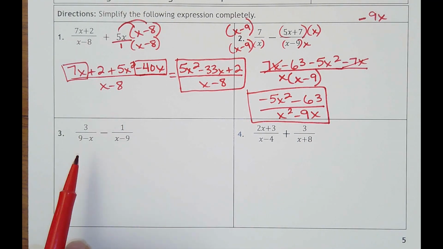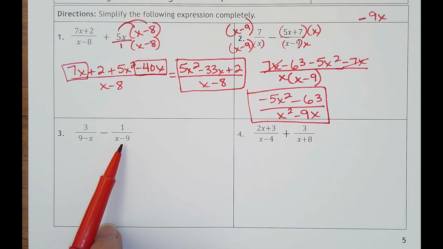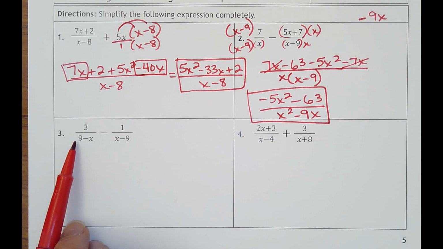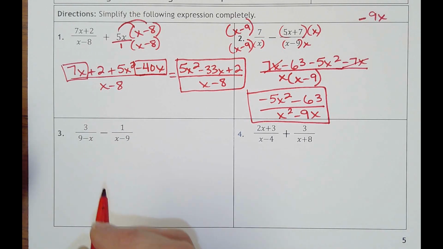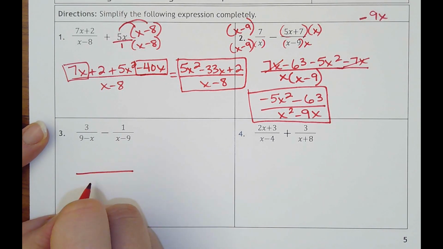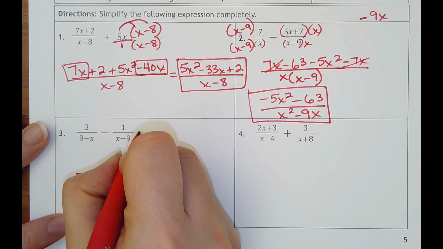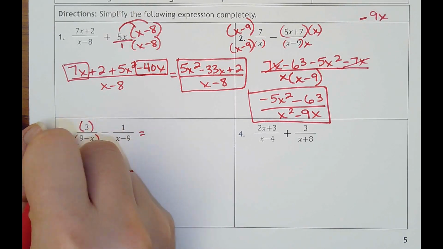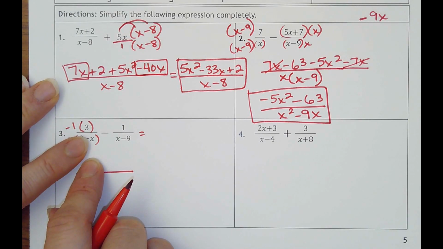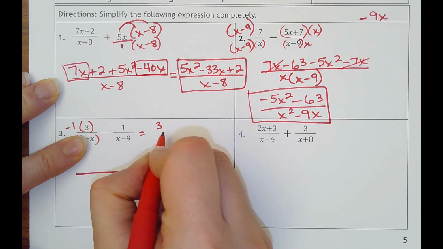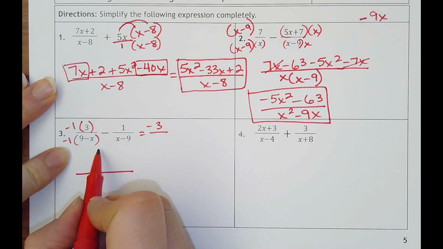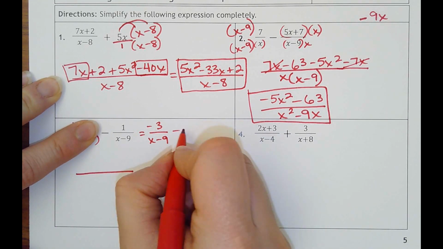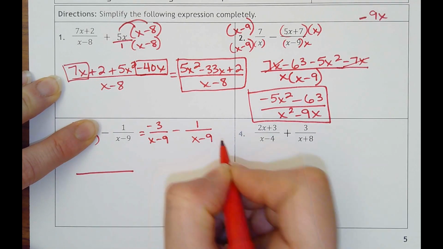Number 3, notice how the denominators almost match. This 9 minus x, if it were to be multiplied by negative 1, then it would make it the same. So before I even do that, let's rewrite here. I'm going to take this times a negative 1 and this times a negative 1. That's kind of my first step on these weird ones. So that actually becomes a negative 3 over, and I'm even going to write it to match, where this is x minus 9 minus 1 times x minus 9.